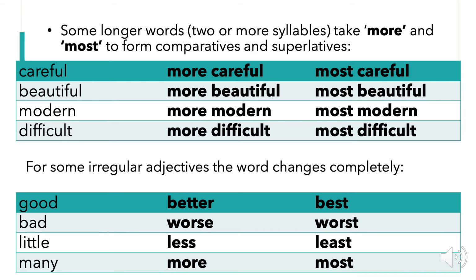Some longer words, which are 2 or more syllables, take more and most to form comparatives and superlatives. So instead of changing the word itself, we add the words more and most to form the comparative and superlative. For example, the word careful, when you're using it as a comparative, becomes more careful instead of carefuler. And we say most careful instead of carefulest. There are some exceptions to these, which I'll talk about in part 2 of this lesson.